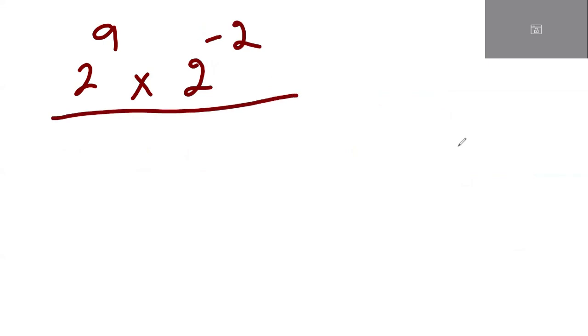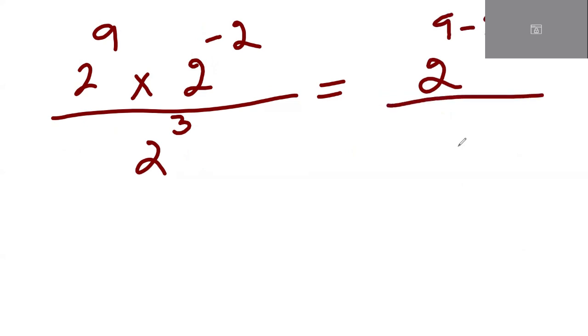2 raised to the power 9 multiply by 2 raised to the power minus 2 divided by 2 raised to the power 3. Let's solve the numerator first. The bases are same, 2 and 2, the same bases in the numerator. So add the powers, 9 minus 2. What is in the denominator? 2 cube.